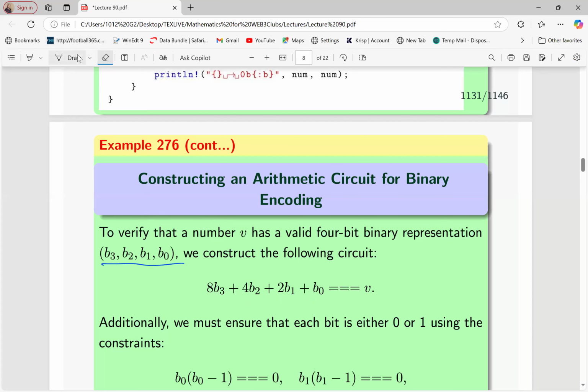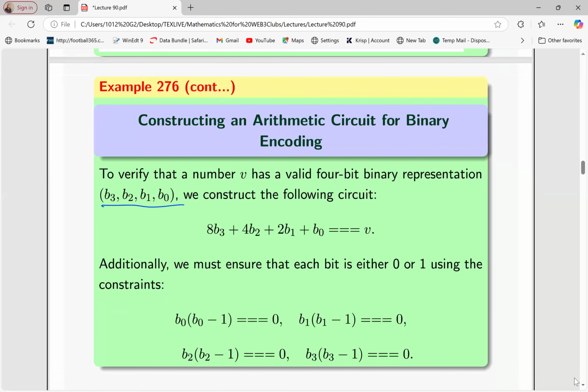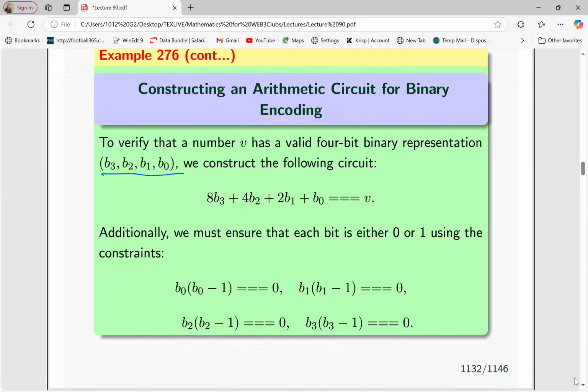But now, for you to write this, you must also ensure that the bits you're given are either 0 or 1. So for the bits to be either 0 or 1, you have to add the following constraints, the following equations.